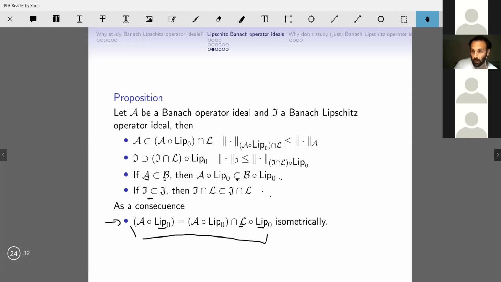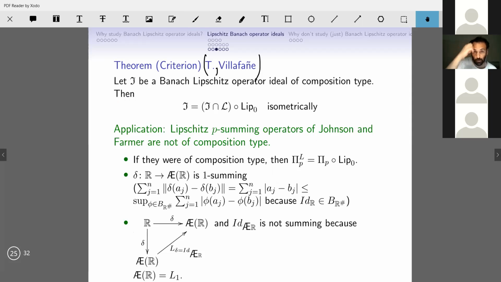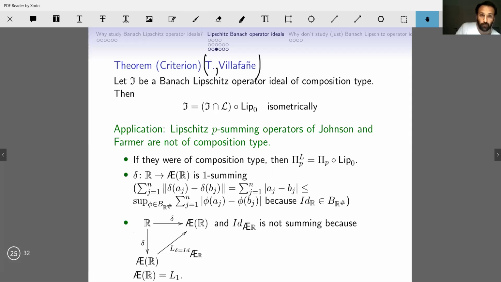How do we use this equality? Well, we get a criterion. If we have I, a Banach Lipschitz operator ideal which is of composition type, then we can say exactly which is the linear ideal we have to put here to obtain this ideal I. It's exactly those linear operators which belong to this class.